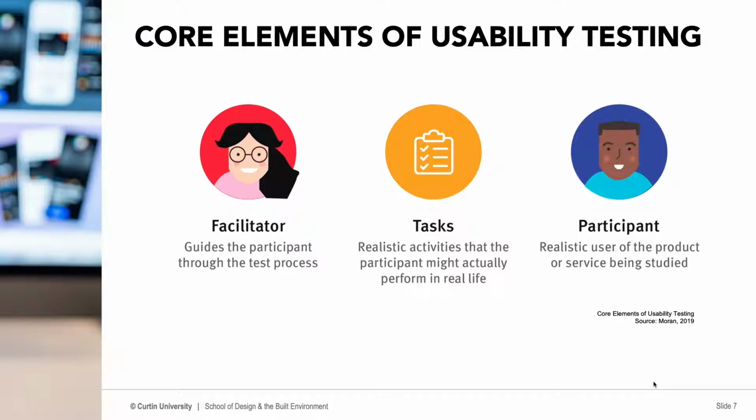Then there's the participant on the other side, right? So this is basically someone who's a realistic user, who's a representative of your target audience, someone who might actually use the real version of the app or the website that you're developing. And then the thing that drives the usability testing forward are the tasks that you set. Now these tasks need to be realistic activities that a target audience or a user group might actually want to do and use that product or that app or that website for. So these are the core ingredients, I guess you could say, for usability testing.